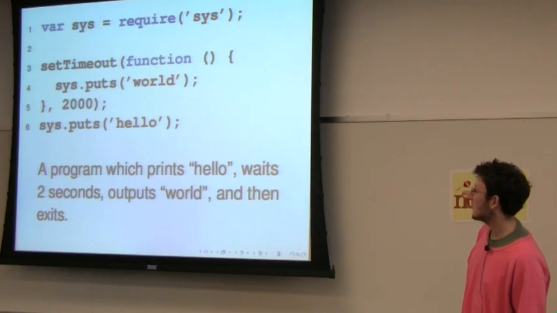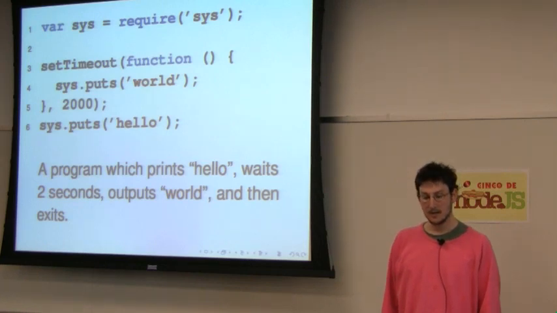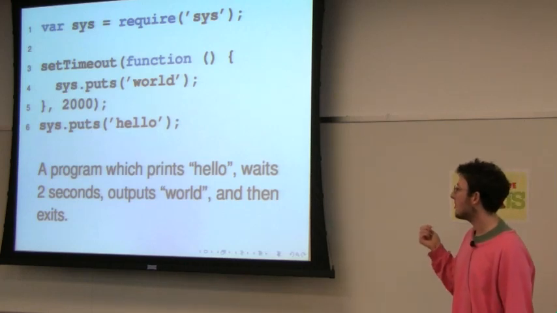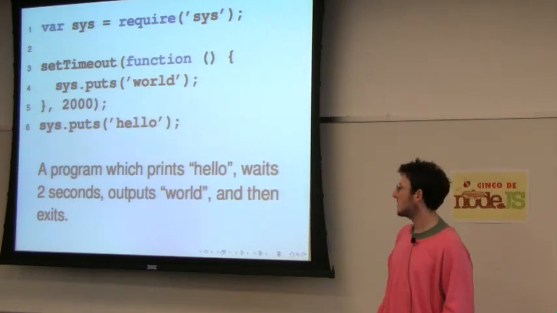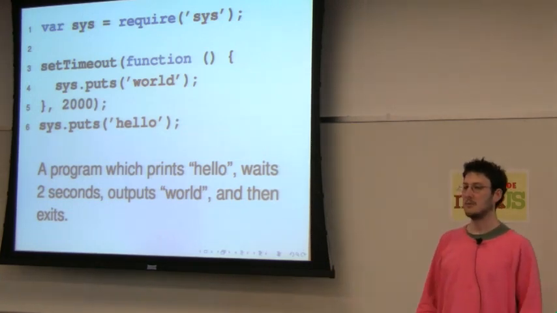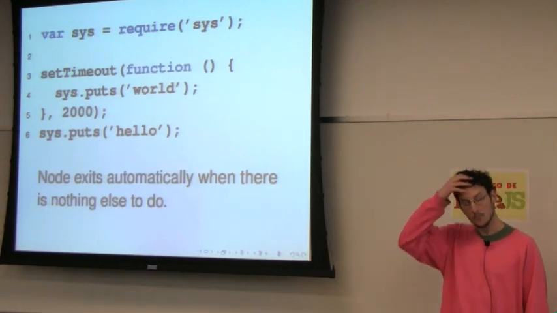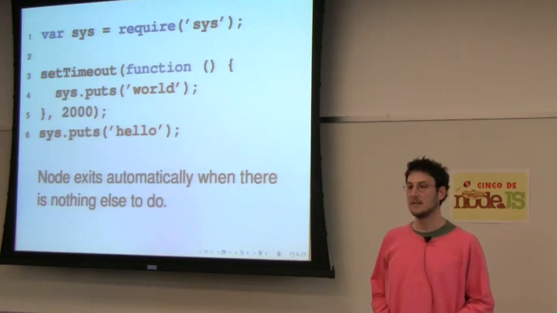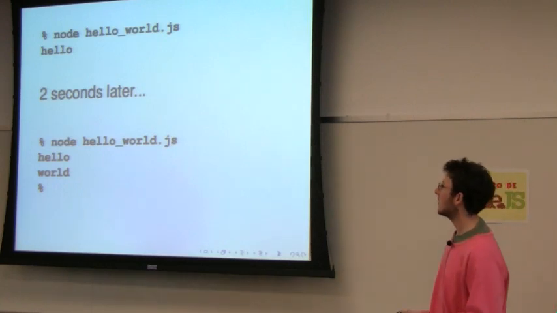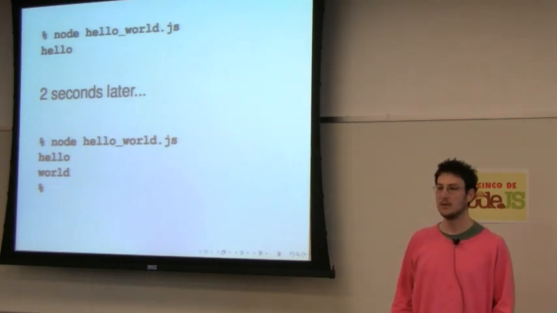And in lines 3 through 5, we do a set timeout, just like on the browser. We do it for 2,000 milliseconds. And then on line 6, we print hello. So what does this program do? First, it prints hello, and then it prints world. Hopefully, any JavaScript browser-side programmer could intuitively guess what this program does. And then Node has this property where it exits automatically when there's nothing else to do. So if you put that into helloworld.js and you call it with the Node program, you'll get hello, and 2 seconds later you'll get world, and then the process exits.